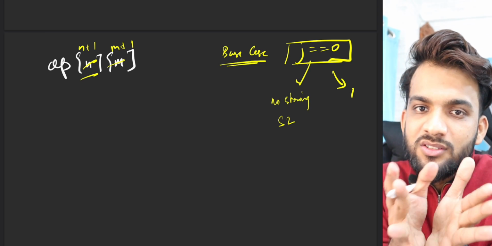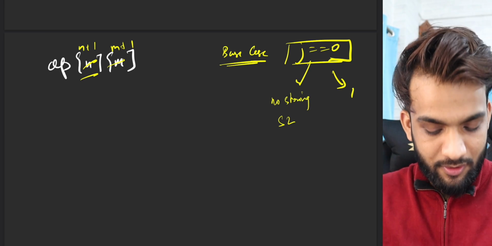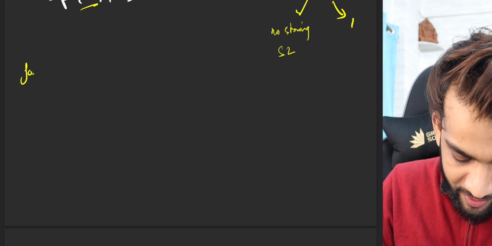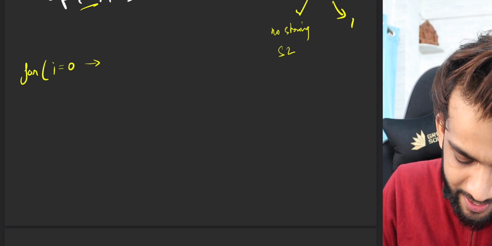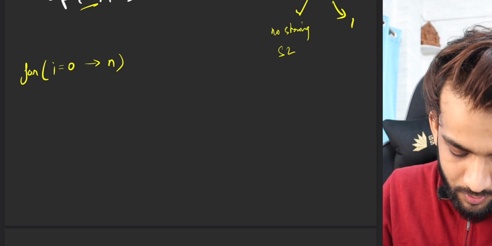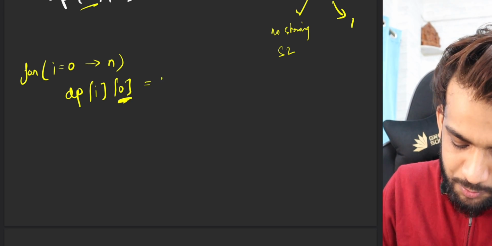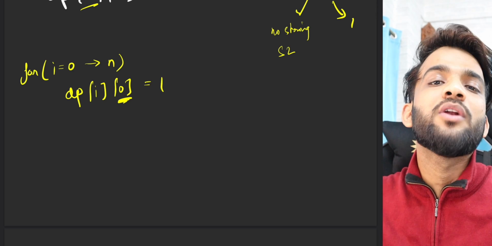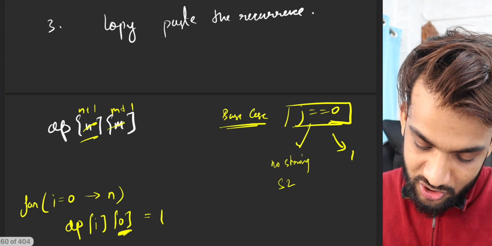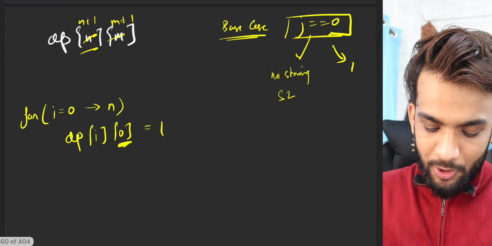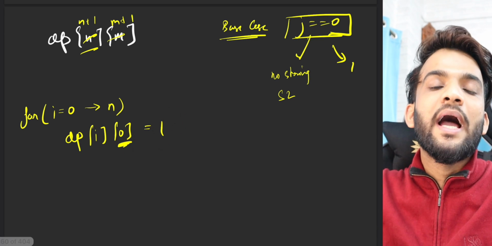Because j equal to 0 means there is nothing left. So for every i equal to 0 till n, dp of i and j is 0. For every j equal to 0, just put a 1. Any i that comes in, I don't care, because as long as j is 0, I'm going to put a 1. Doesn't matter what i is coming.